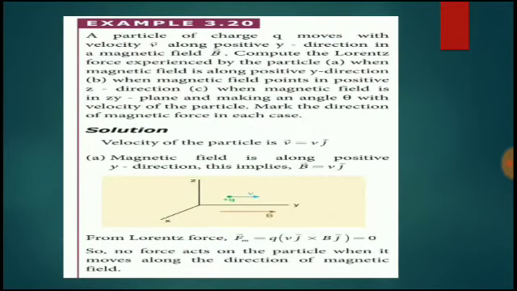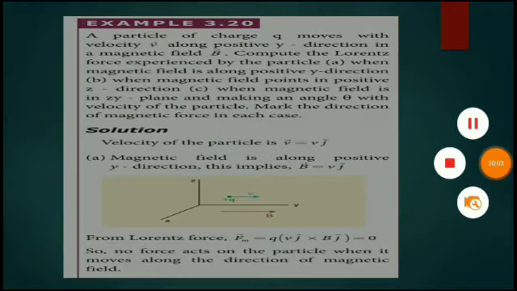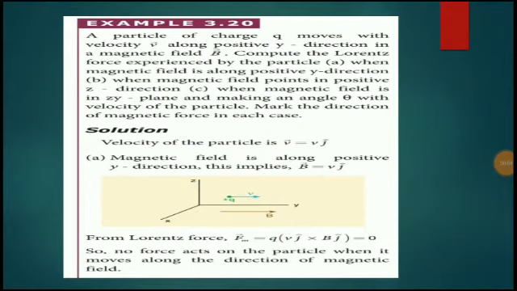Based on that example problem 3.0, when the particle of charge q moves with the velocity v along the positive y direction in the magnetic field B, compute the Lorentz force experienced by the particle. First, when the magnetic field is along the positive y direction; second, when the magnetic field points in the positive z direction; and third, when the magnetic field is in the xy plane and making an angle theta with the velocity of the particle. Mark the direction of magnetic force in each case.